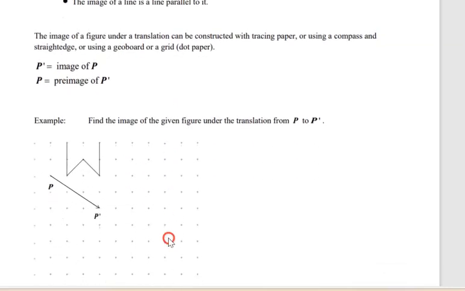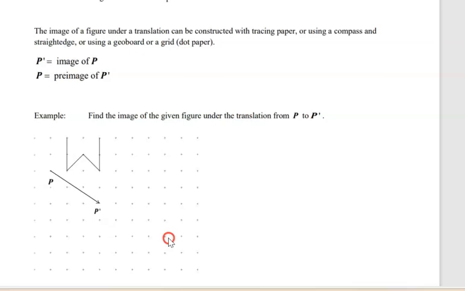Now, one thing that's very important that you understand is that the original image is P. That's the pre-image before it's translated. And after it's translated, that is what we refer to as P prime. This little apostrophe looking thing here is considered prime. And so P prime is the image after it has been transformed.